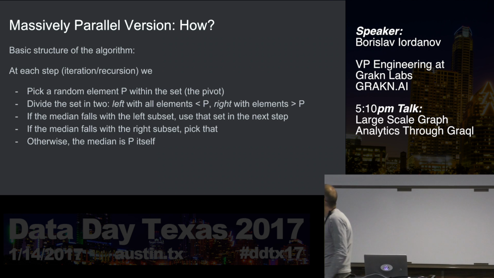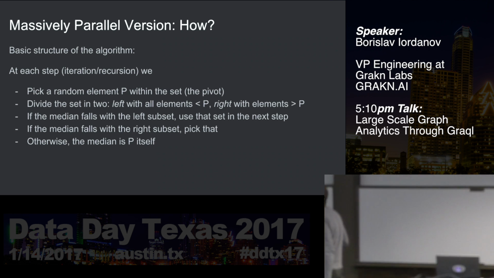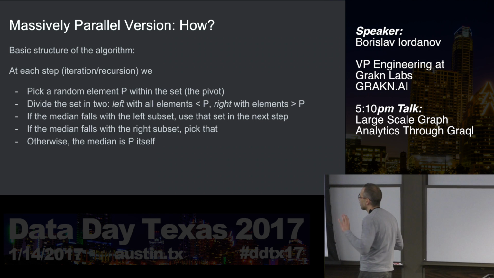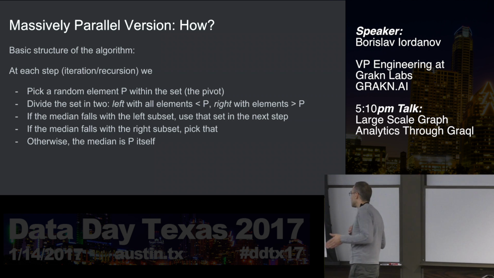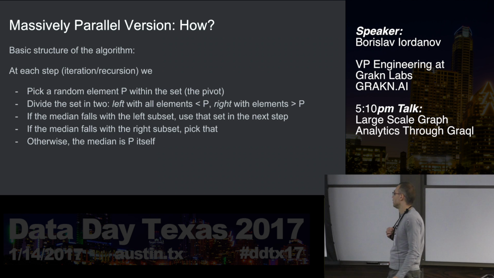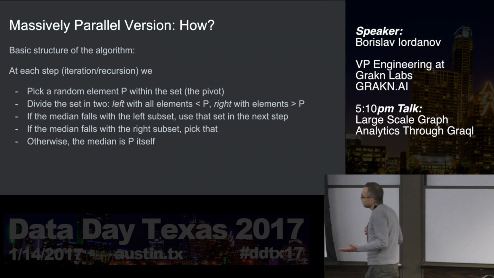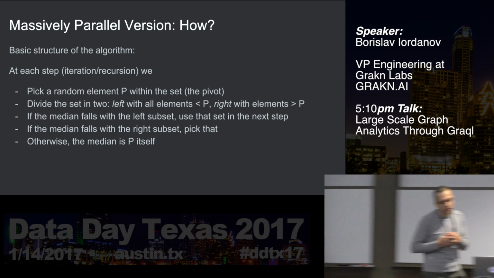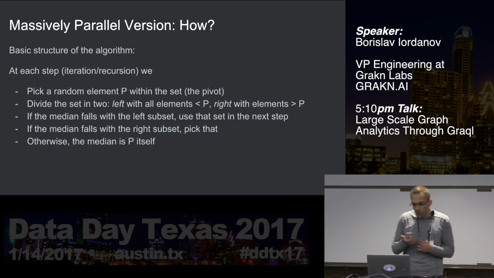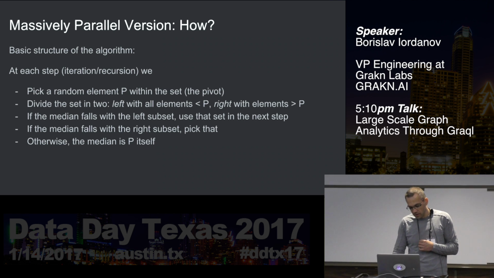So here's what our algorithm does in English. We pick an element. Then we divide the set into two. We have the left set with all elements less than the given key, and the right set with all elements greater than the given key. And then if the median falls in the left subset, we use that for the next step of the iteration. If it falls in the right subset, then we do that. Otherwise, we found it. And we decide whether it's in the left or right subset based on the index position of the median.